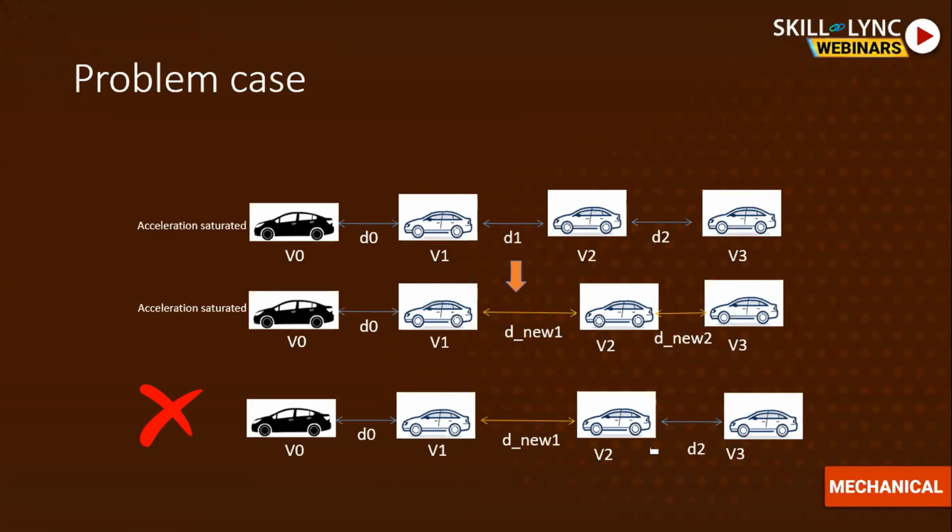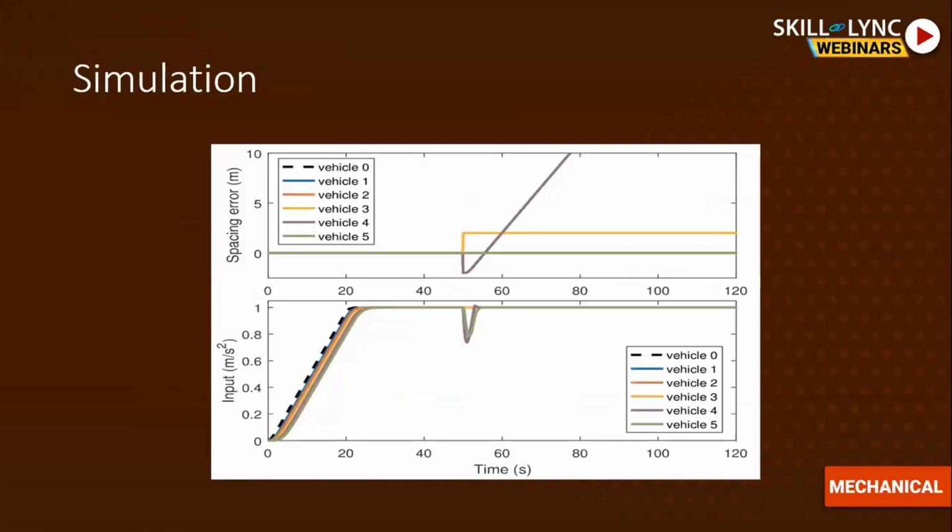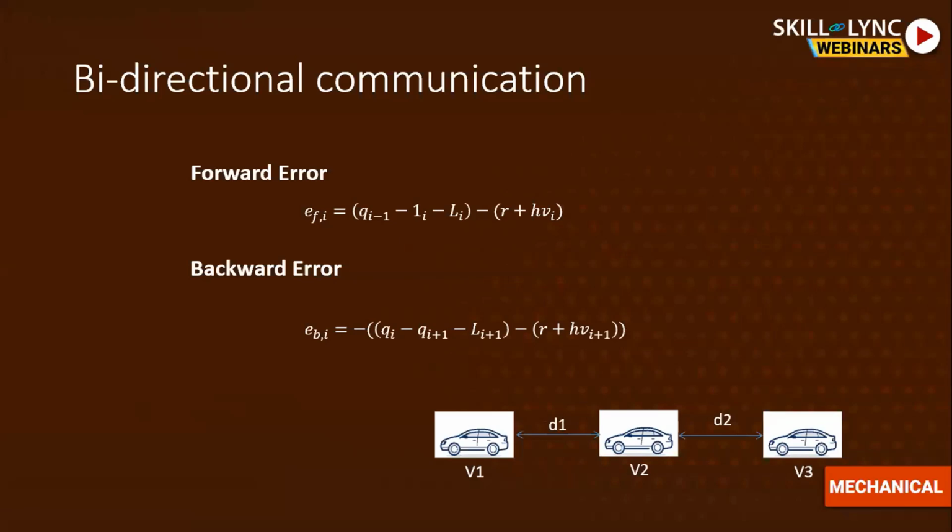To show this in simulation results, these are the results. So you can see the vehicle 3 has a constant gap in between, which means it cannot reduce the gap. So this is the current algorithm that we use. So what I propose to do is to use a bidirectional communication.